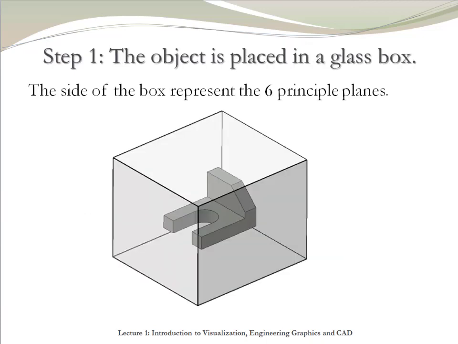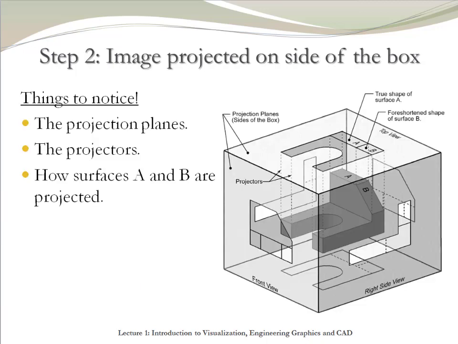The following are the steps taken to create the 6 principal views. The first step is to place the object inside of the glass box. The idea is that each side of the box represents one of the principal views. The second step is to project all the object surfaces, which are the projectors, to the glass planes, which are the projection planes. Notice how all the surfaces are visible in the projection planes.